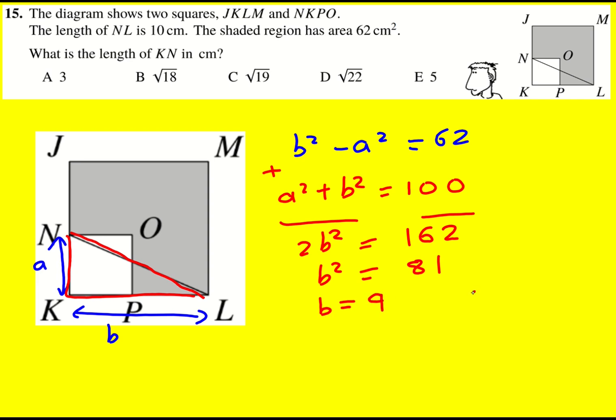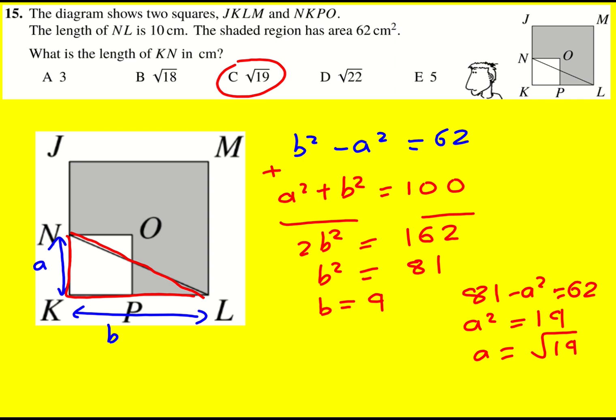And I could sub it back in, so 81 minus A squared is 62. Therefore, A squared is going to be, what do I need to add to get 81? It's going to be 19. And therefore, A is the square root of 19. That is the length of KN.